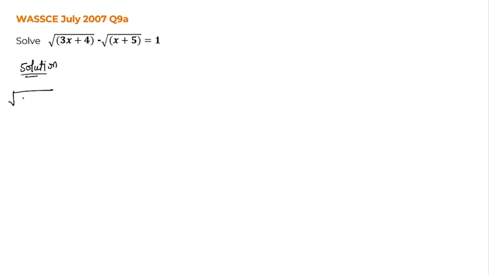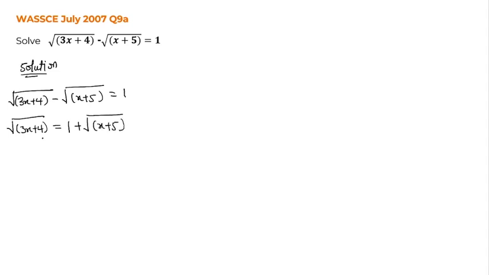So we have the root of 3s plus 4 minus the root of s plus 5 is equal to 1. Now the first thing we must do is to send this side of the equation to the other side. So we maintain our root of 3s plus 4 to be equal to 1, then we send this side to the other side, so it becomes plus the root of s plus 5. So from here we can square both sides.